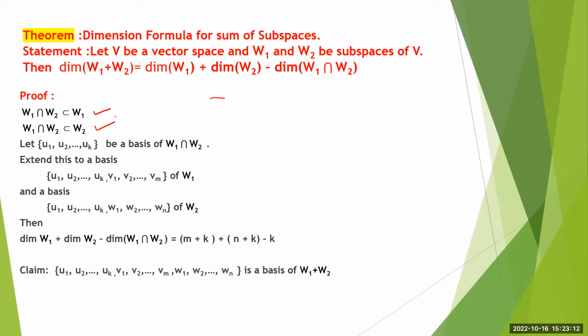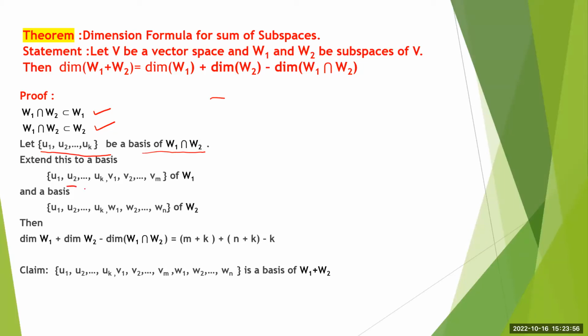Since W1 intersection W2 is a subspace of V, it will have some basis. Let's name the basis of W1 intersection W2 as U1, U2 up to UK. And since W1 intersection W2 is a subset of W1, by the previous theorem, we can extend the basis of W1 intersection W2 to the basis of subspace W1. That is, I need to add some elements to this basis such that all the added elements and the remaining elements are linearly independent and span the subspace W1.